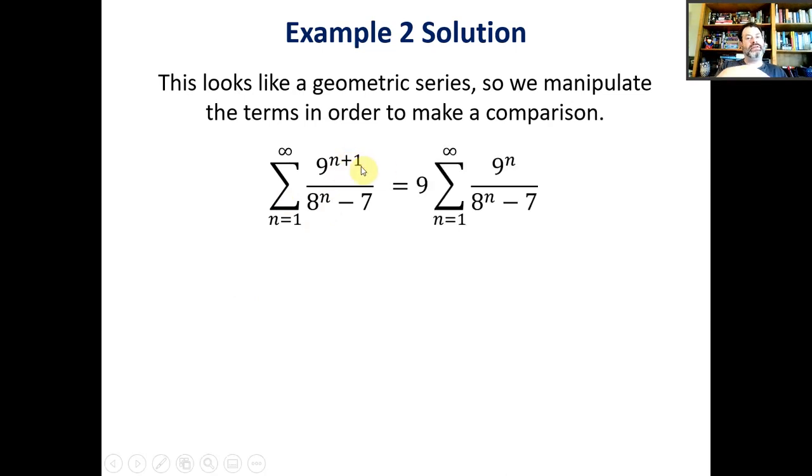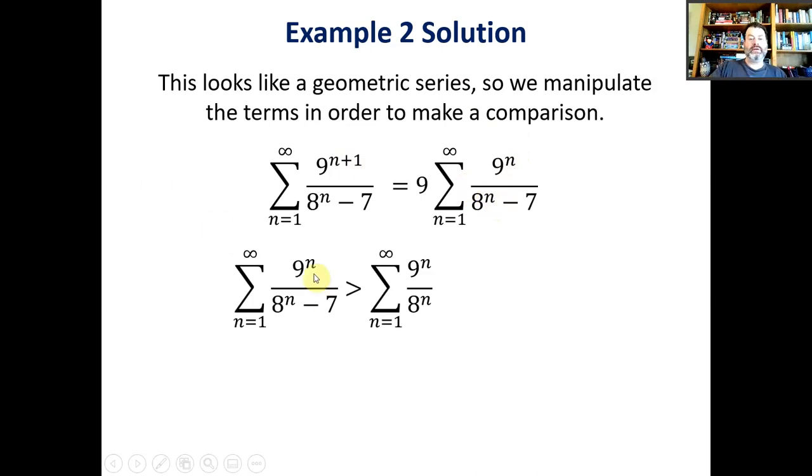So I pulled the n to the front. Didn't really like it there. I want these to be the same power no matter what. When these are the same power, I can show that this is greater than this. Again, denominator smaller, so terms bigger. This doesn't quite look like a geometric series yet, but now it does.